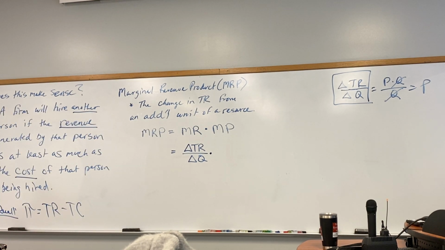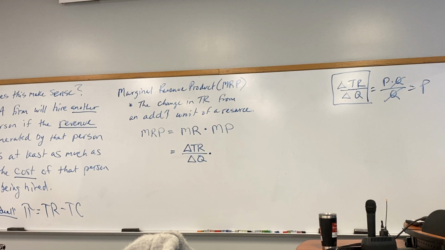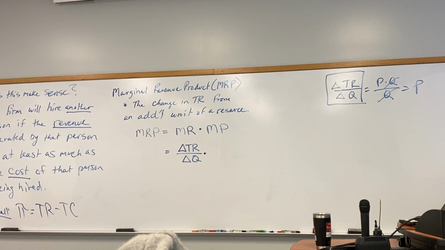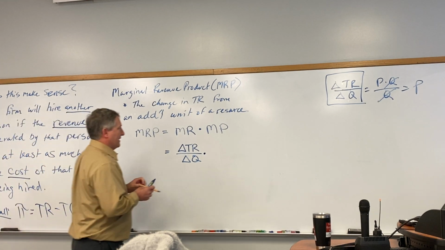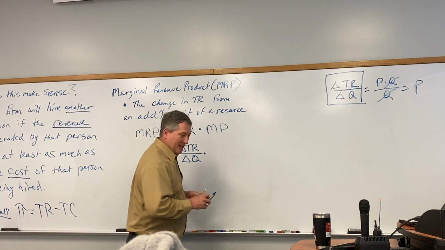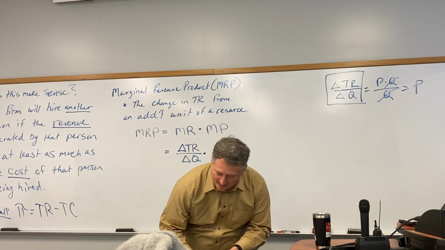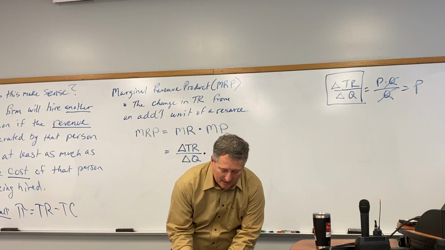Marginal product. Change in production divided by the change in labor. Good, by the change in labor. Good. So that's on the board here.